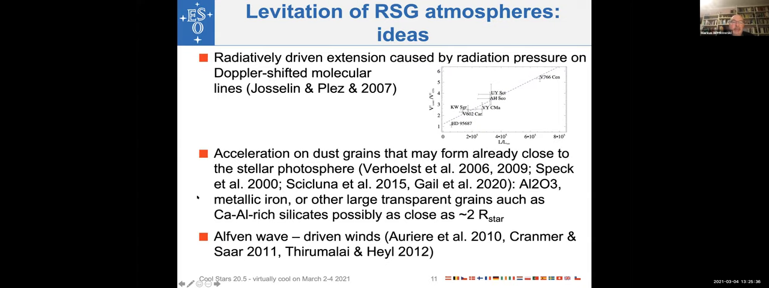So that might confirm a radiative component. Another thing could be acceleration on dust grains that may form already close to the stellar photosphere, but still we need to levitate them a bit to get to any dust radii, which might be two stellar radii or maybe a bit closer, but not right at the stellar surface. Other mechanisms that have been discussed are Alfvén wave-driven winds.